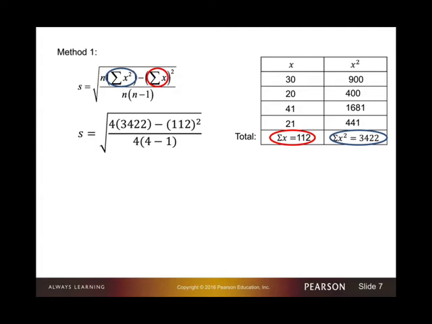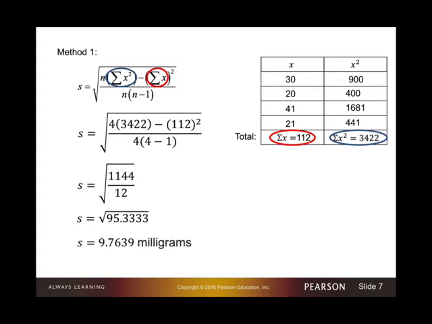Now use your calculator to simplify it. You could get this number, divided, square root of 95.3333. So you should find the sample standard deviation will be equal to 9.7639 here. We still keep the unit, milligram. So the standard deviation is approximately 9.8 milligrams. We want 1 decimal place and the 6 is greater than 5, so we add 1. It's going to be 9.8 milligrams.